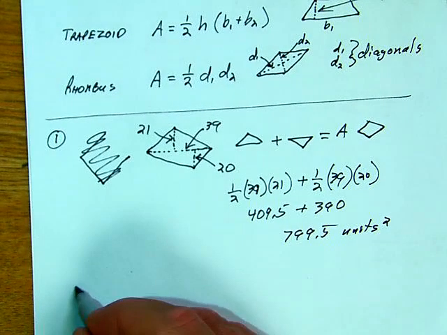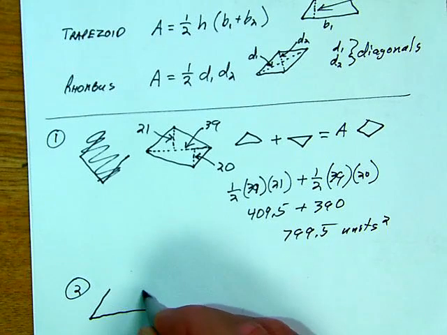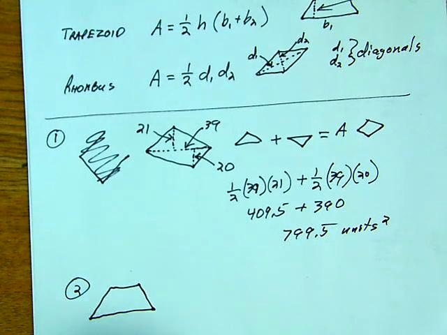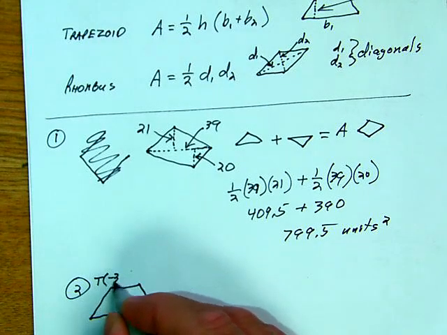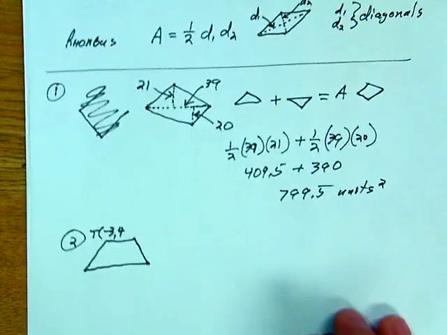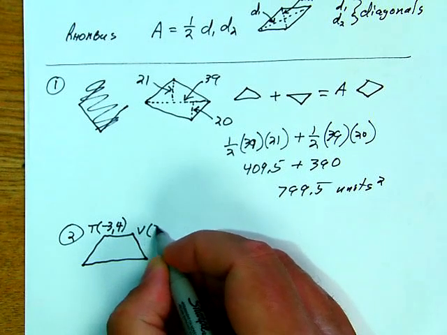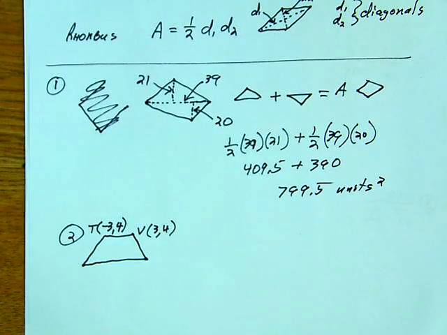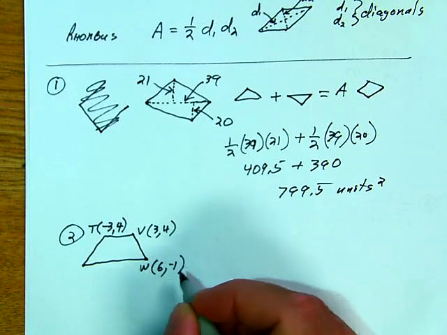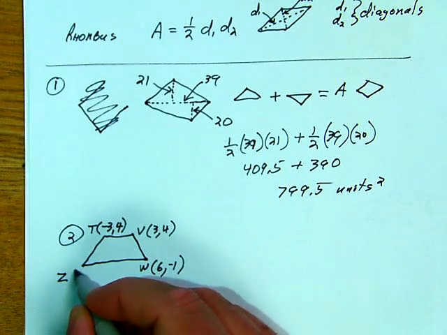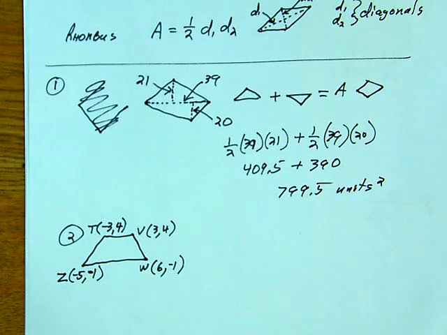All right, let's try number 2. What if I'm given a coordinate plane and a trapezoid that looks something like this? And I'm told that point T here is -3, 4, and point V is 3, 4, and point W is 6, -1, and point Z is -5, -1. And we're asked to find the area.